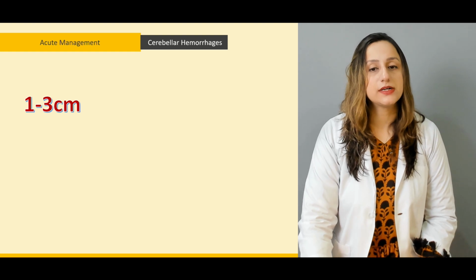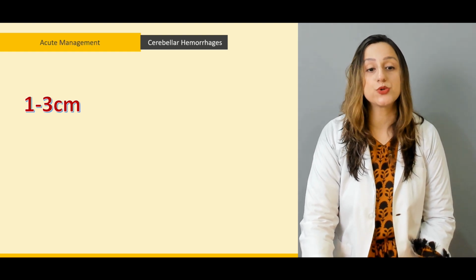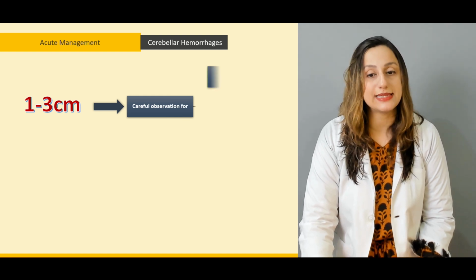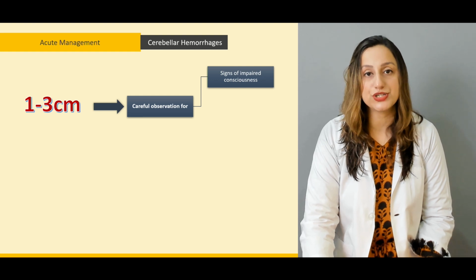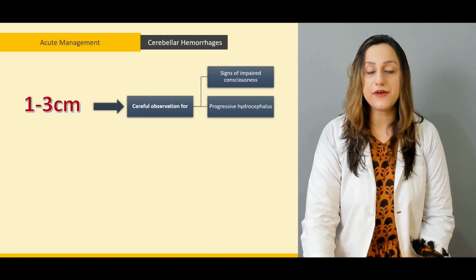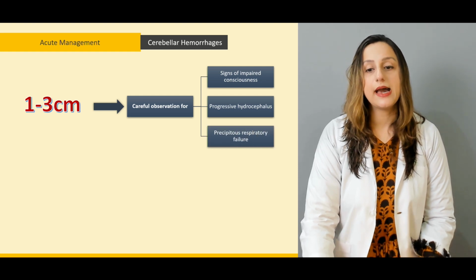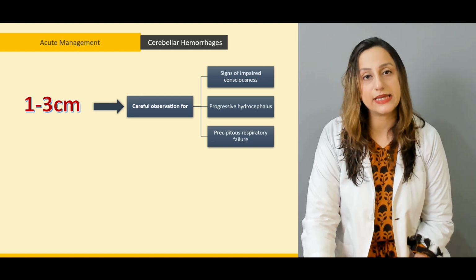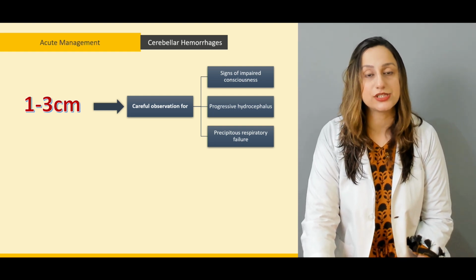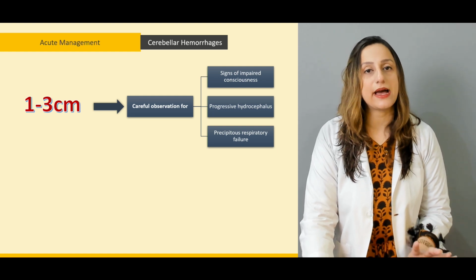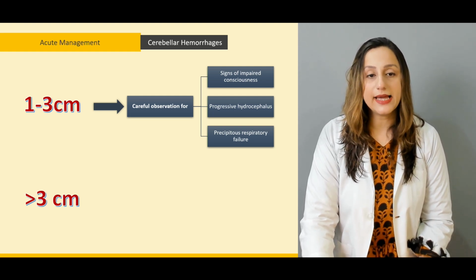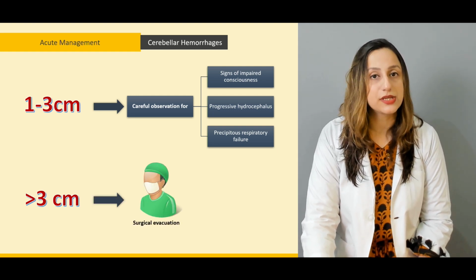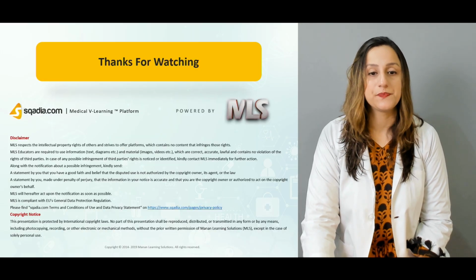Then again, if the cerebellar hemorrhages are almost 1 to 3 centimeters, we usually carefully go for an observational state for such patients. The signs of impaired consciousness are noted down, progressive hydrocephalus is noted down, and the precipitous respiratory failure. So we usually only stabilize the patient, that is, maintain the airway, breathing, and circulation, and just wait and watch for the patient. Again, if the cerebellar hemorrhages are more than 3 centimeters in their diameter, surgical evacuation is needed for such patients.